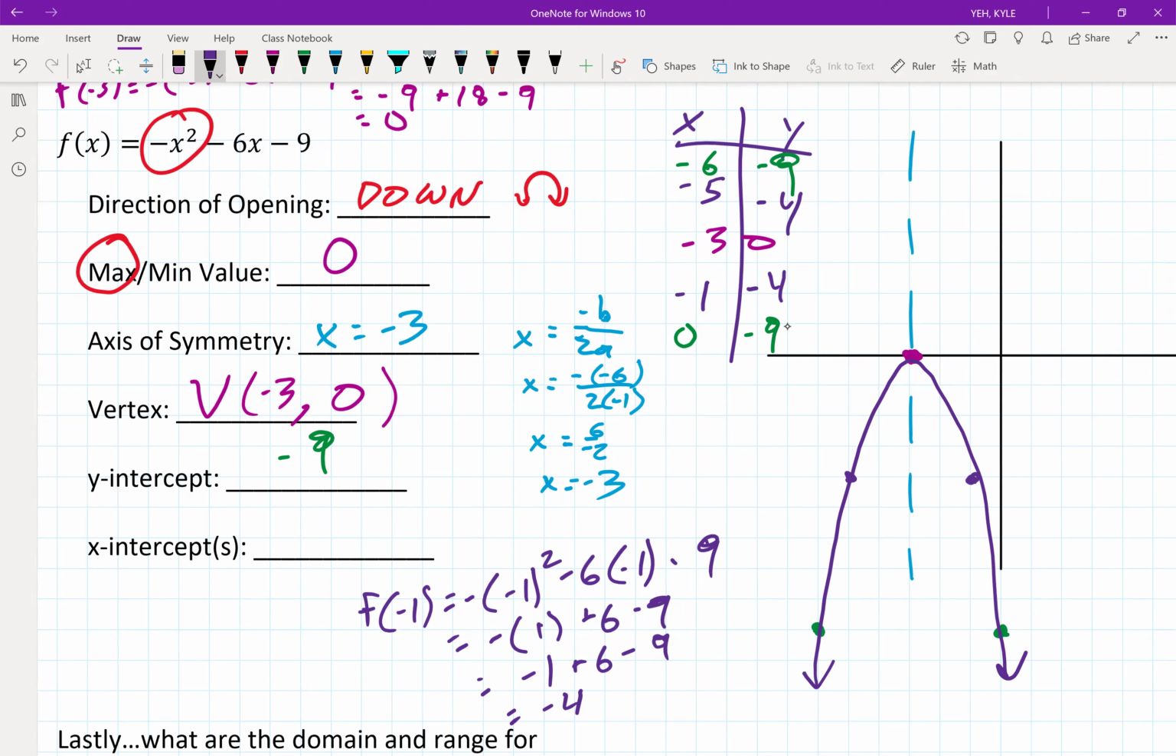What are my x-intercepts? Well, in this case, we only have one x-intercept. This is a case where the vertex is on the x-intercept. We go up to it, and then we go down away from it. So x equals negative 3. Looks like the only x-intercept.